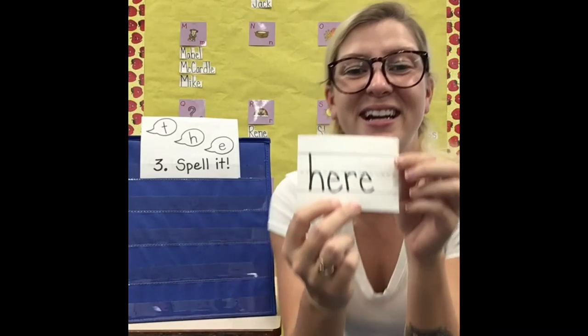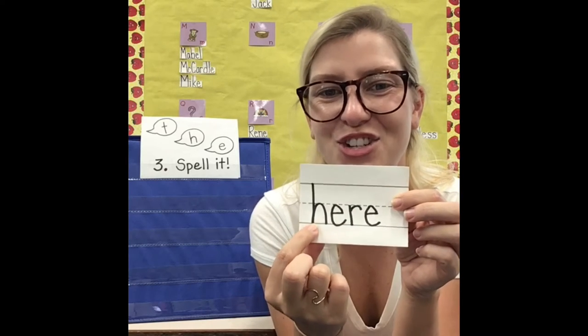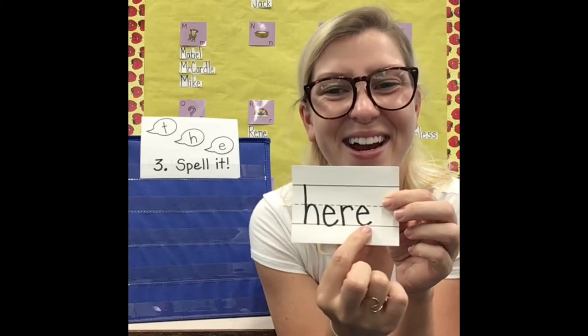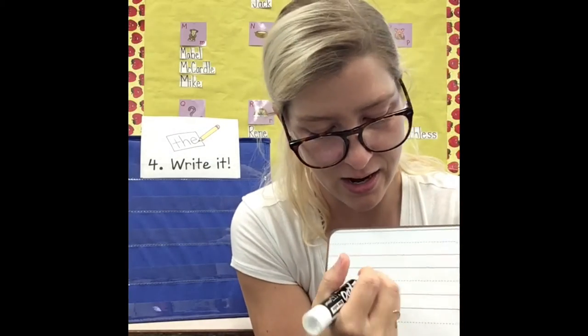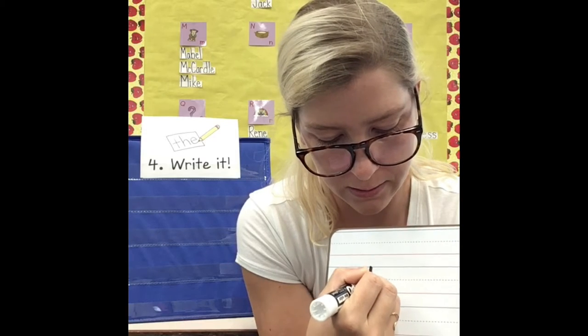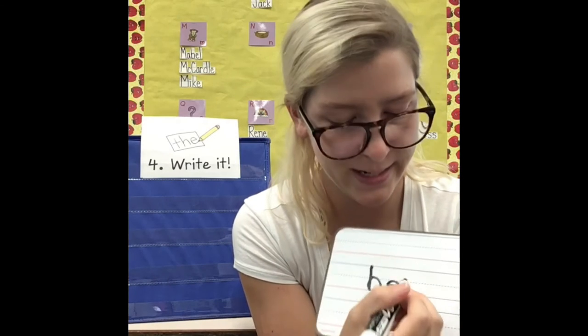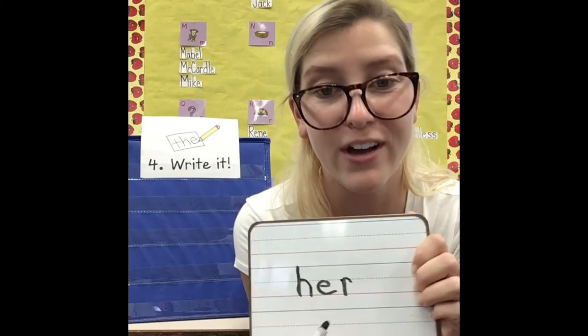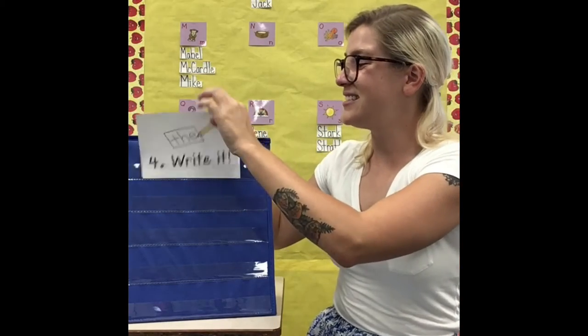Let's spell the word here. H-E-R-E, here. Spell it with me. H-E-R-E, here. Step 4 is to write the word here. We know it starts with a tall H, so my first line is going to go all the way to the top. H goes down and then a little bump. E goes across and around. R goes down and a little hook. And E goes across and around again. Here.